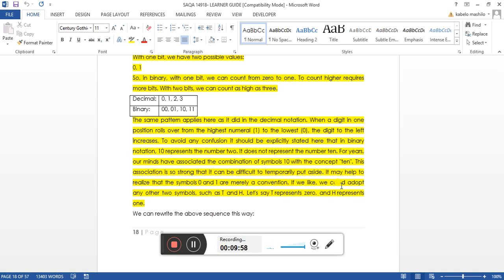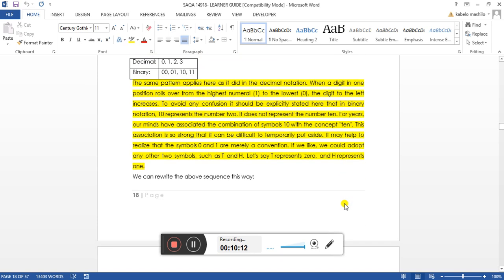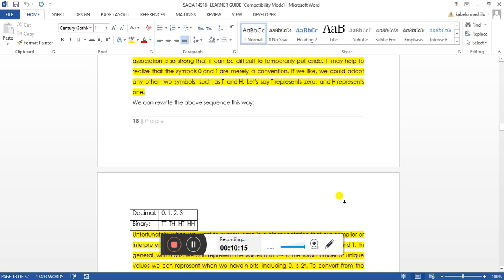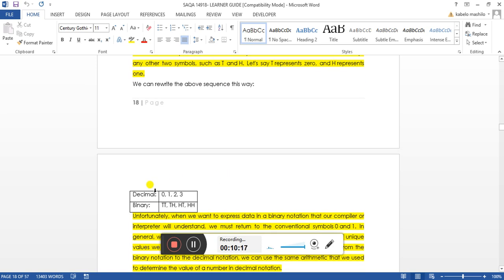It may help to realize the symbols 0 and 1 are merely a convention. If we like, we could adopt any other two symbols such as T and H. Let's say T represents 0 and H represents 1. As we can see from the table below, we've got 0, 1, 2, and 3. T, as we have said, represents 0. We've got TT, which states 0. TH states 1, H represents 1. And we've got HT, it's 1 0. And we've got HH, 1 1.